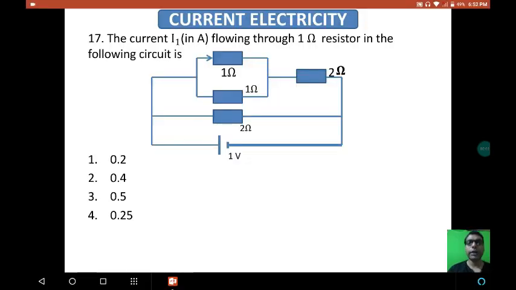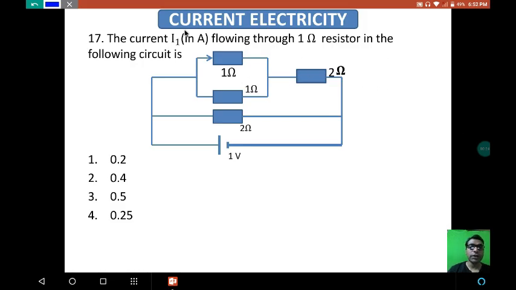Now this question is from current electricity, in which we have to find the current through the 1 ohm resistor. You can see a figure in which the battery is supplying 1 volt and the respective branches have individual resistors. So we have to find the current through this 1 ohm resistor. Now let us solve this.